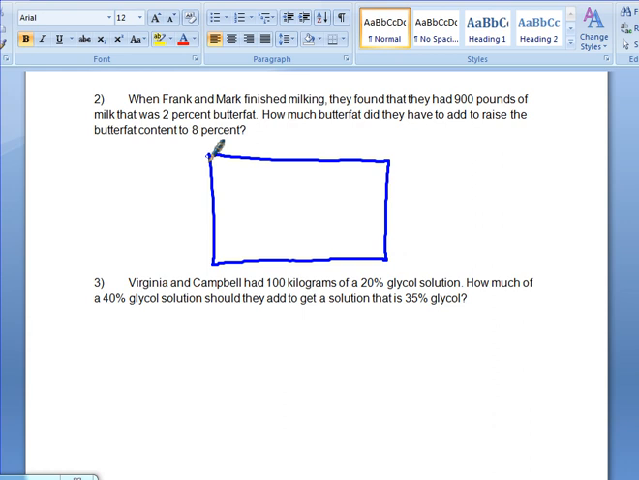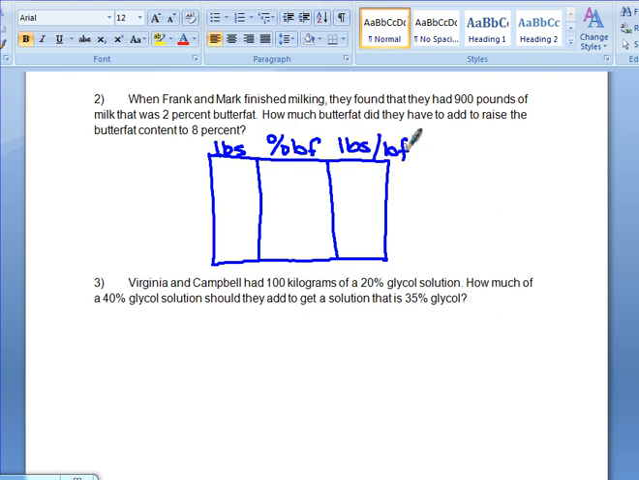Keep in mind, your first column is always amount. In this case, we're working with pounds of butterfat, so this is going to be pounds. Our second column is the percent of butterfat. And then our third column is going to be pounds of butterfat.